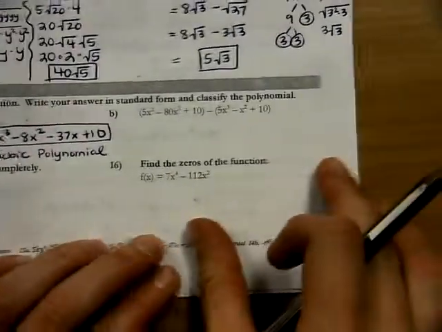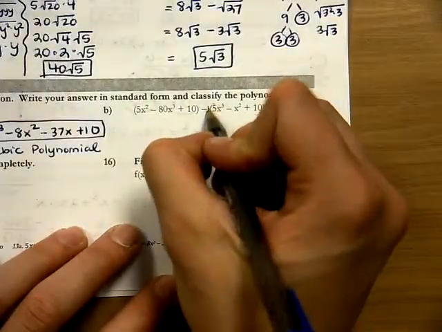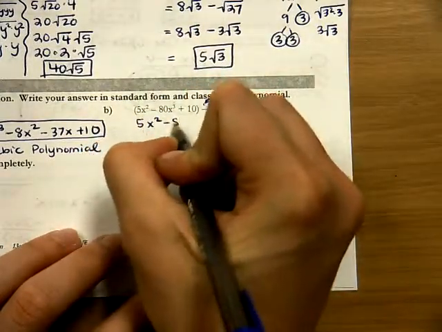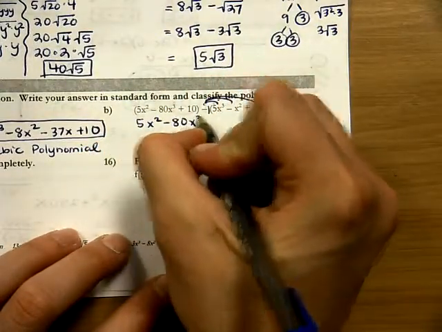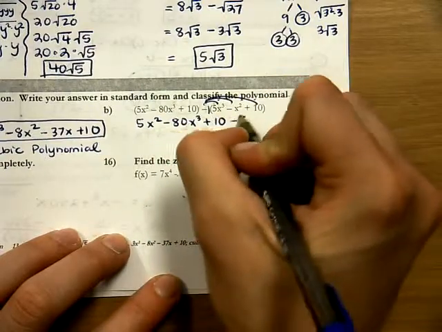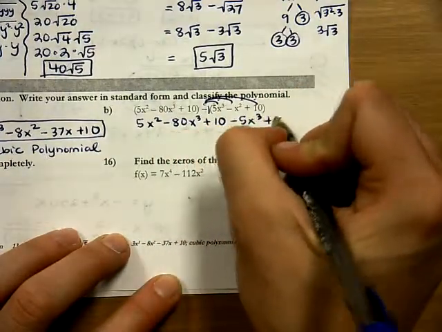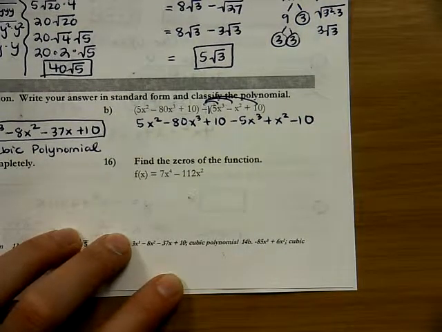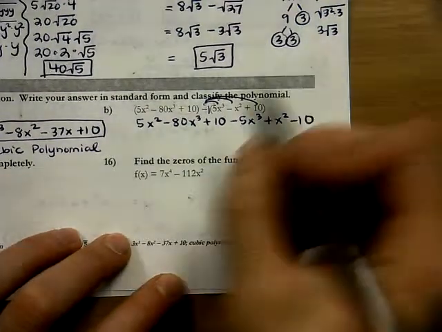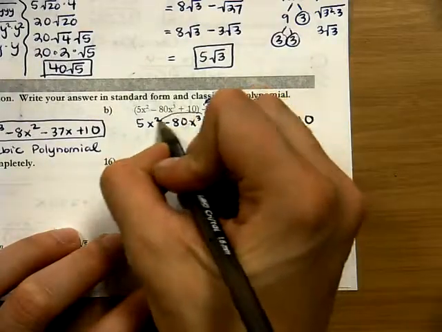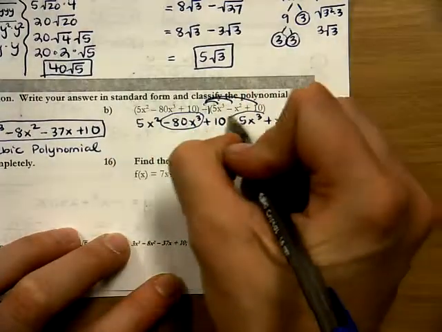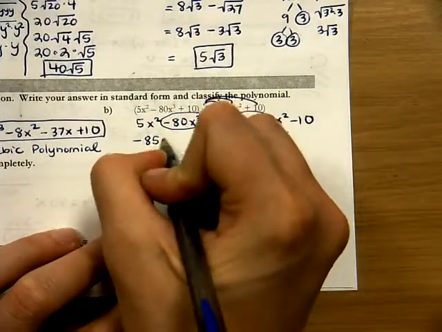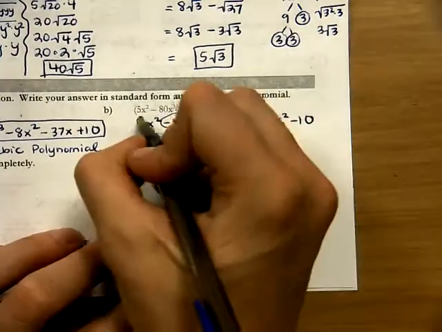Moving on to part B, we are subtracting, which means I'm really distributing a negative 1. So 5x squared minus 80x to the third plus 10 minus 5x to the third plus x squared minus 10. So I've distributed the negative 1, and now I just combine like terms. I look at my x to the third terms. I have a negative 80x to the third and a negative 5x to the third. Those add to be negative 85x to the third.